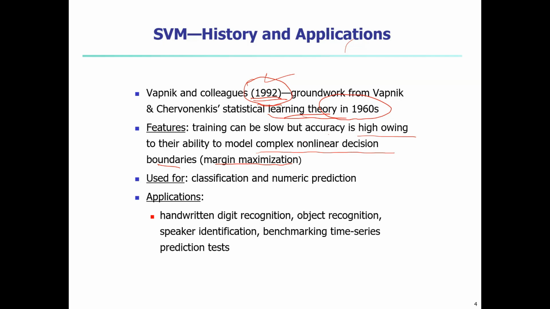Support vector machines support both classification and numerical prediction, which is what we call regression. Initially it was meant to solve classification problems, but later it was extended to cover regression capability. Applications of support vector machines range from handwritten digit recognition to object recognition, speaker identification, benchmarking time series, and a host of other applications.